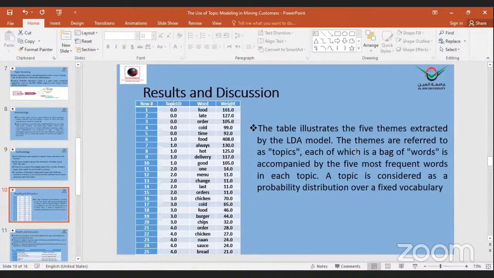Now, the themes are referred to as topics, each of which is a bag of words accompanied by the five most frequent words in each topic. A topic is considered a probability distribution over a fixed vocabulary.